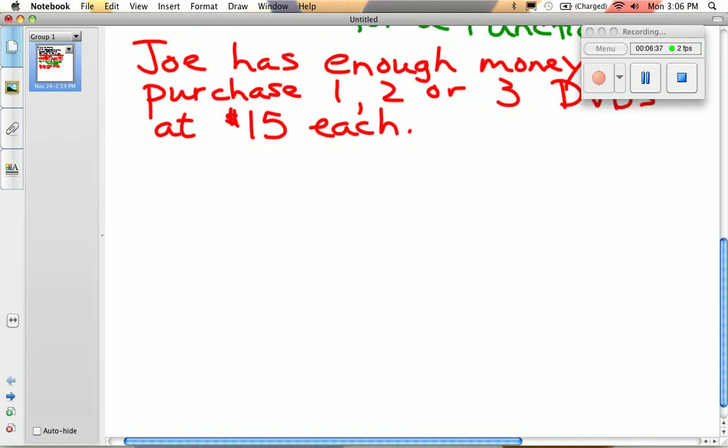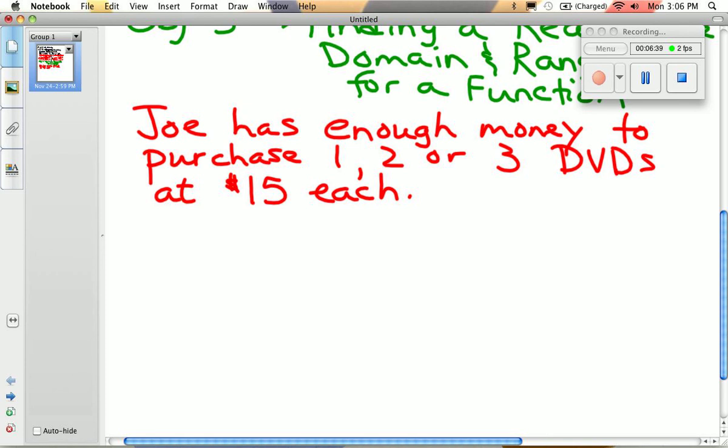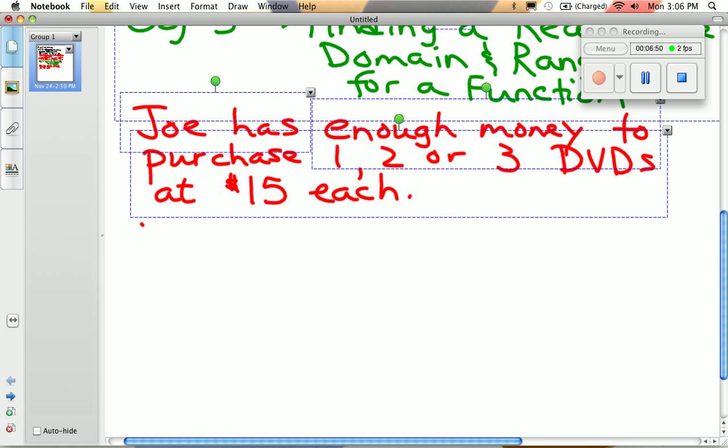Well, the first thing we're going to do is decide, because we're going to write a function, but before we write a function, we're going to decide what would the independent variable be representing? What would the dependent variable be representing? So the independent variable. What's it going to represent in this situation? By the way, we'll just let it be x. Okay, is that okay? Okay, so we'll let x be the independent variable.